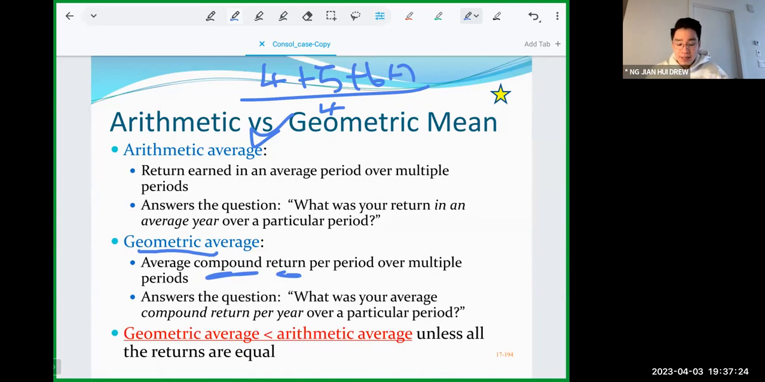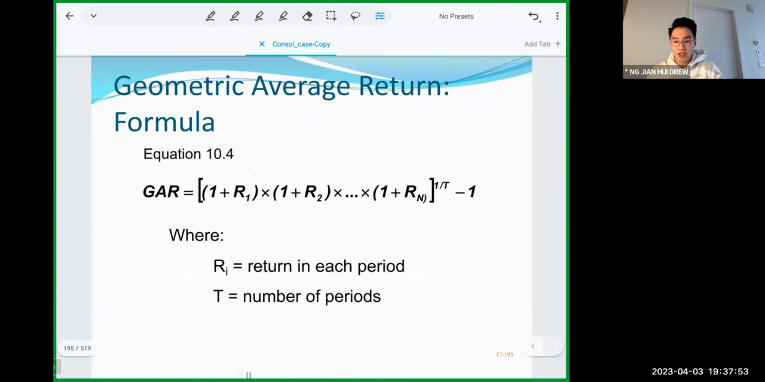In this same sense, because we are studying finance, we need to consider compounding. So we need to use the geometric average most of the time. The geometric average will always be lesser than the simple average unless all returns are equal. This is one of the interesting properties of a geometric average. So we'll have a look at how we calculate geometric averages here.